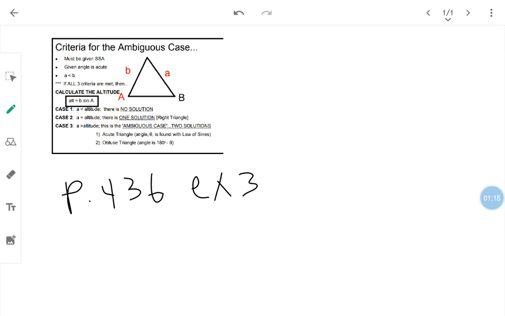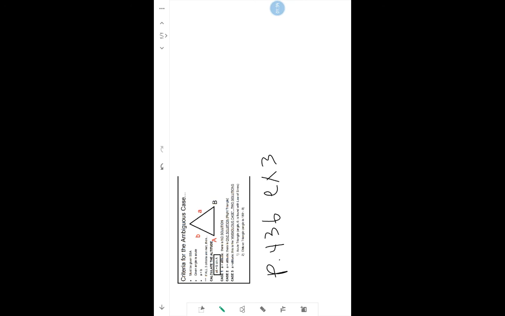If your A is less than the altitude, no triangle is formed. If A equals the altitude, then one triangle is formed, which is a right triangle. And if A is longer than the altitude, then you have the ambiguous case, which is 2 solutions coming out. Example 3 is about the ambiguous case. How do we know? Because they already gave us the title.